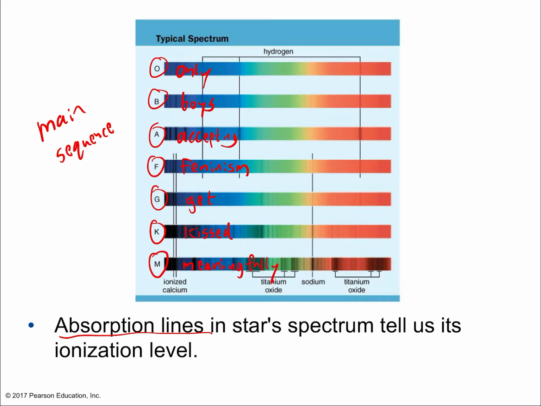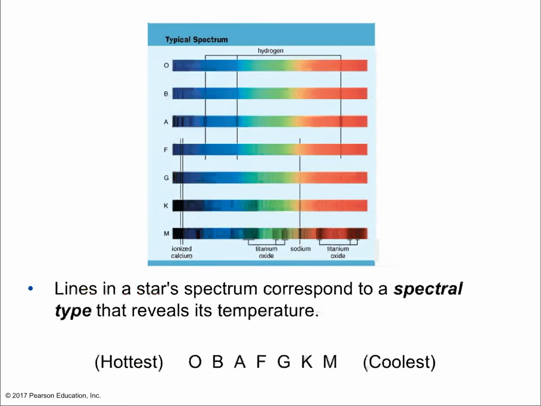Okay? You can remember that, right? It's going to stick in your mind, okay? And that will order the stars from hottest to coolest. Okay? O, B, A, F, G, K, M. Only boys accepting feminism get kissed meaningfully. All right. So, lines in the star spectrum correspond to a spectral type that reveals its temperature.